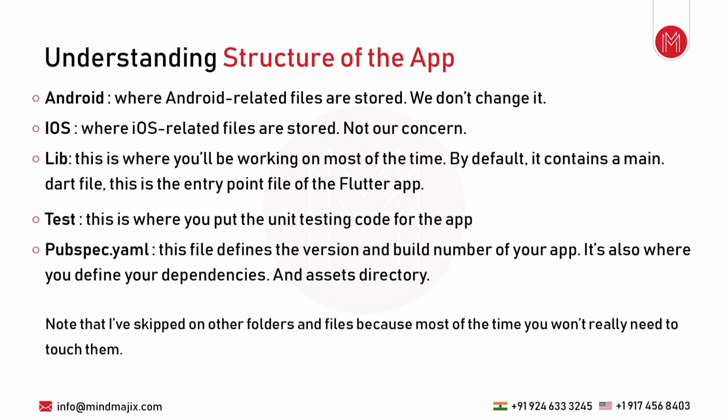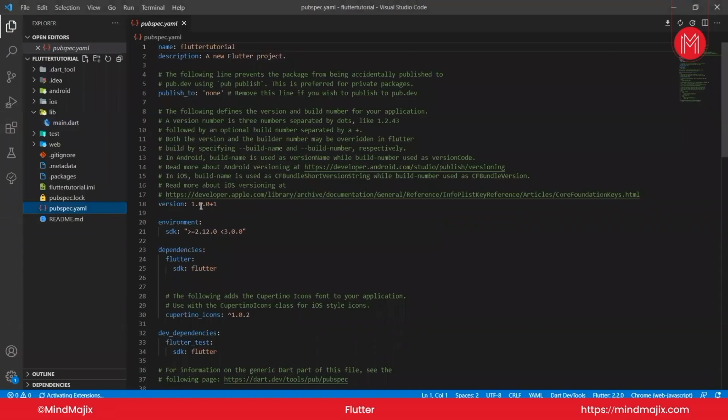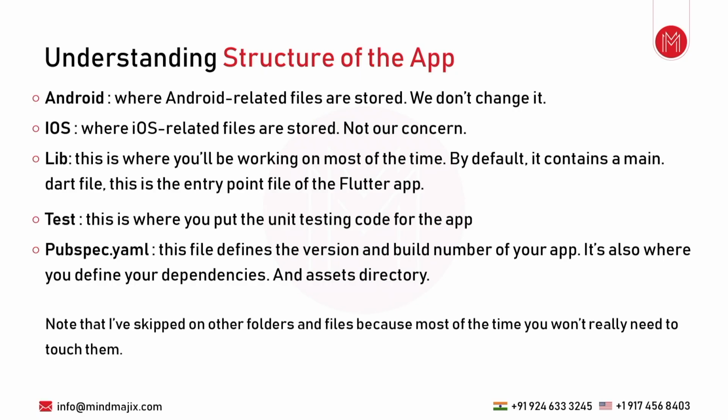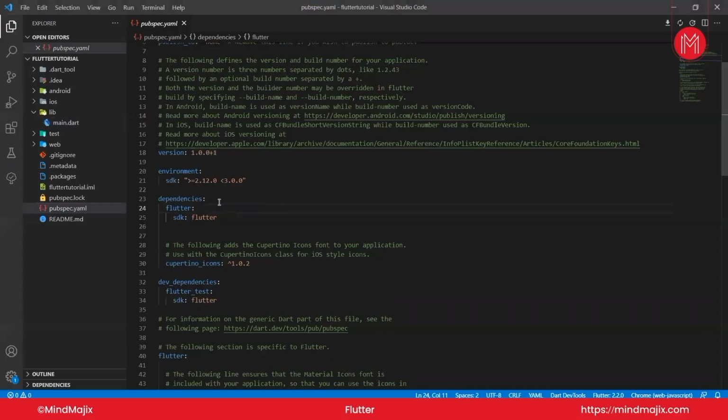And the next and very important file is the pubspec.yaml file. This file defines the version and build number of your app. You will just see this version and all. This will be used when you are publishing your application to the Play Store or iOS store. First use is this, and then these dependencies.